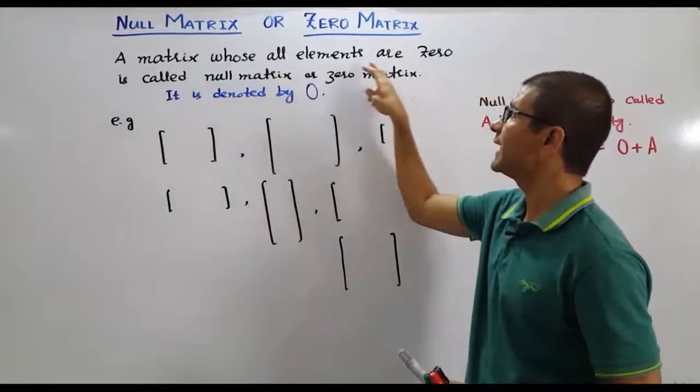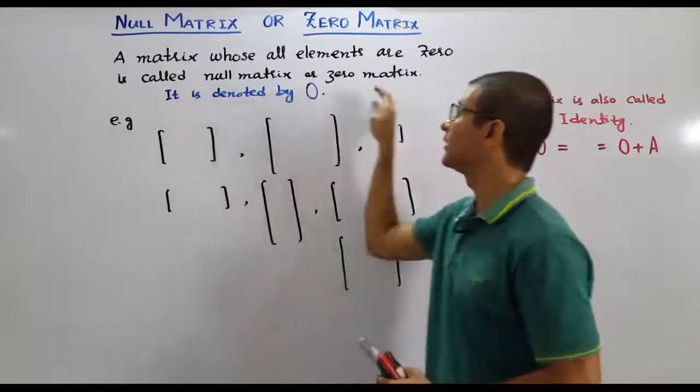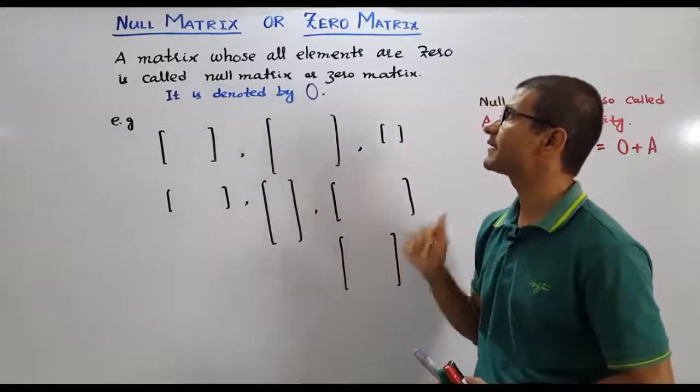A matrix whose all elements are zero is called null matrix or zero matrix. Another name of null matrix is zero matrix.